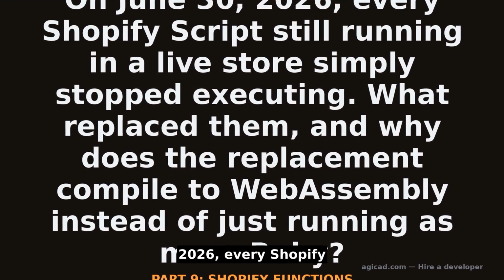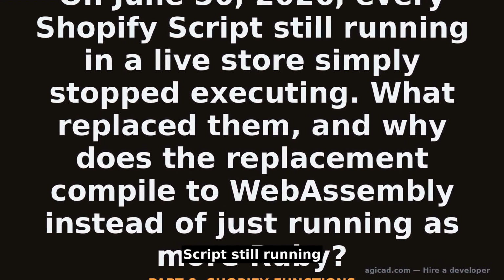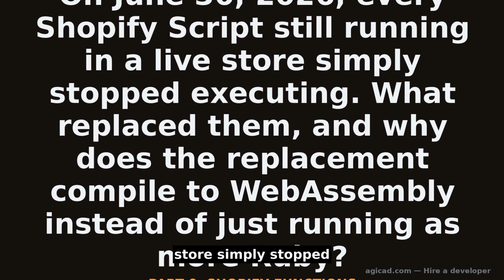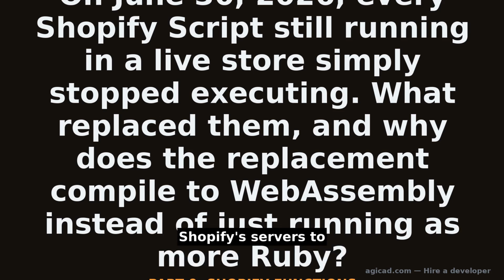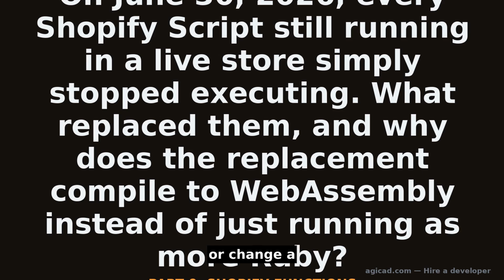On June 30, 2026, every Shopify script still running in a live store simply stopped executing. Not degraded, not deprecated, with a warning. Stopped. For years, scripts were how merchants customized checkout: small Ruby snippets that ran on Shopify's servers to add a discount or change a shipping rate.